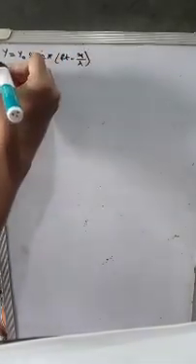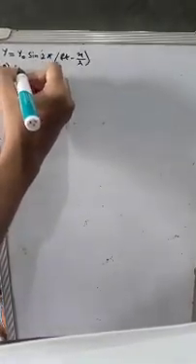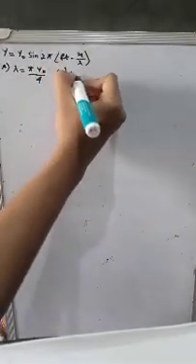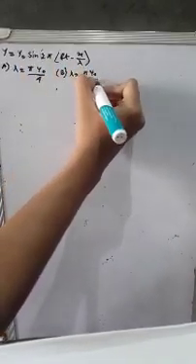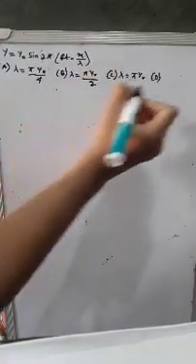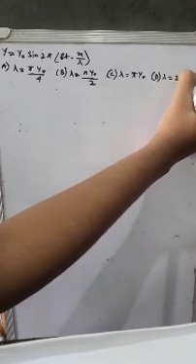And what is the next information given? The maximum particle velocity is equal to 4 times the wave velocity. Now the options are coming. Option A: lambda equals to pi y 0 by 4. Option B: lambda equals to pi y 0 by 2. Option C: lambda equals to pi y 0. And option D: lambda equals to 2 pi y 0.